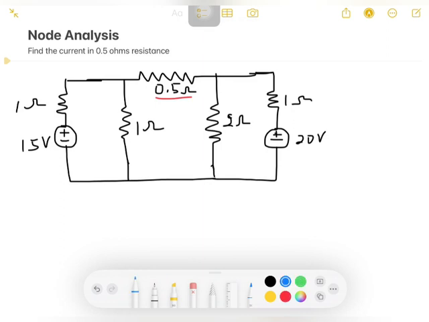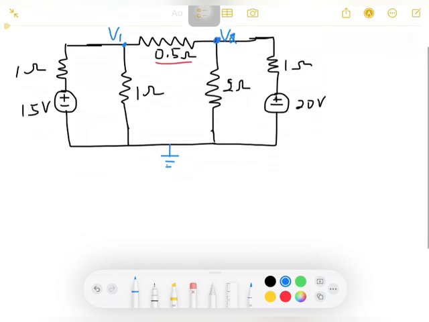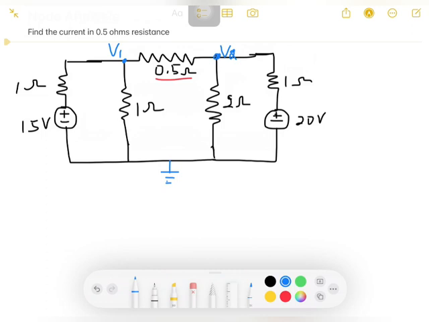So let us apply node analysis here. If you look at the circuit, there are 2 nodes. Let us assume this is the ground. With respect to this, I will name the 2 nodes: this is one node and this is another. Let us call this V1 and this V2. How to apply KCL for this? I can write it as current entering the node is equal to current leaving the node, or I can write the equation with respect to the voltages, in terms of V1 and V2.